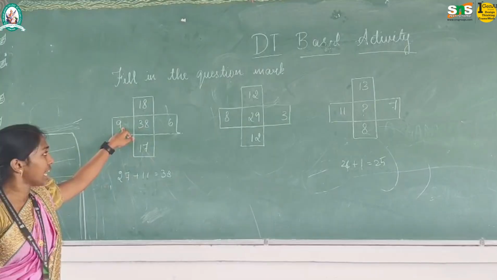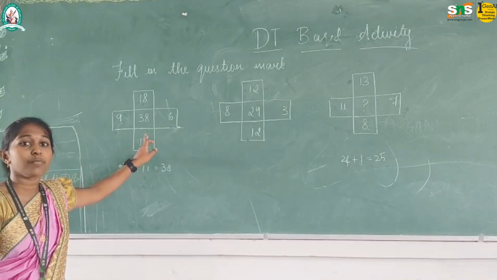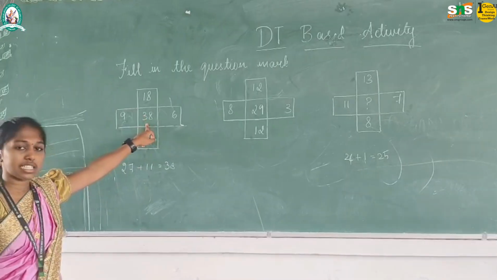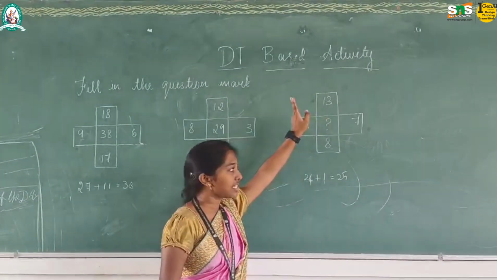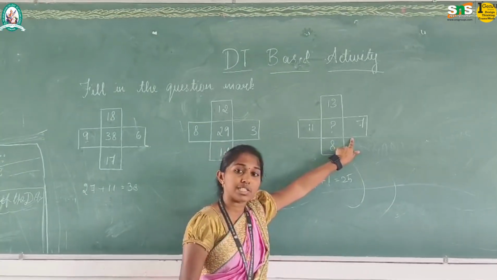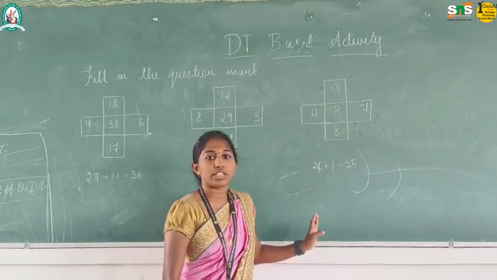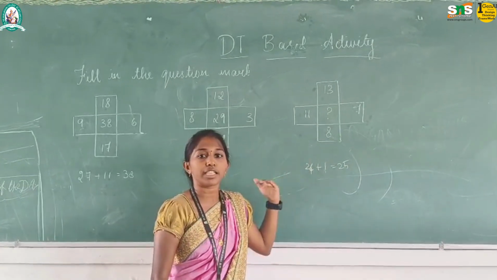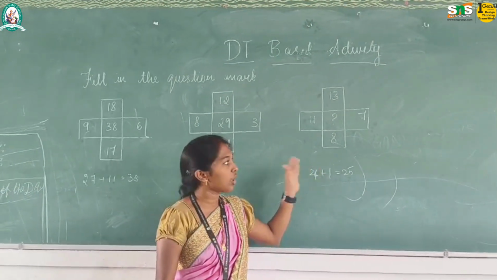By adding these two, I get an answer as 27, and by subtracting these two, I get an answer as 11. By adding both the values, I get an answer as 30. Similarly for this also, by adding these two terms, I get an answer as 24, and by subtracting these two terms, I get an answer as 1. By adding both the values, I get an answer as 25. So this is the first logic to find this answer. The same problem can also be solved using another logic.